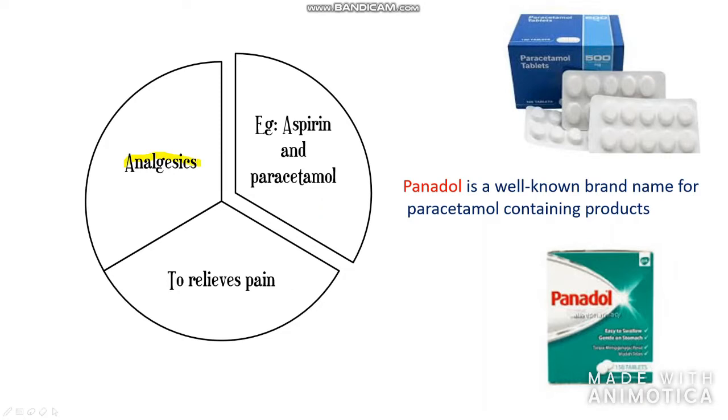Examples of analgesic are aspirin and paracetamol. Aspirin is not suitable for pregnant mothers and also children. However, paracetamol is suitable for children. And as you can see here, Panadol. I'm sure everyone has heard about the word Panadol. Panadol is a well-known brand name for a paracetamol-containing product. It means that Panadol will contain paracetamol. Okay, what is the use of analgesic? It's used to relieve pain. So for example, if you have a headache, you can eat Panadol to relieve pain.